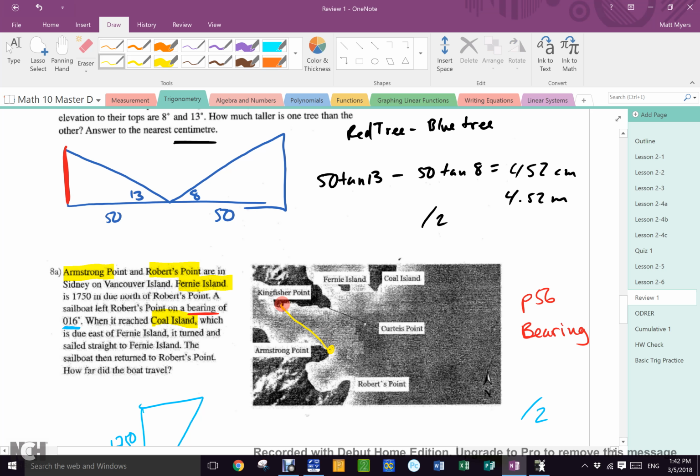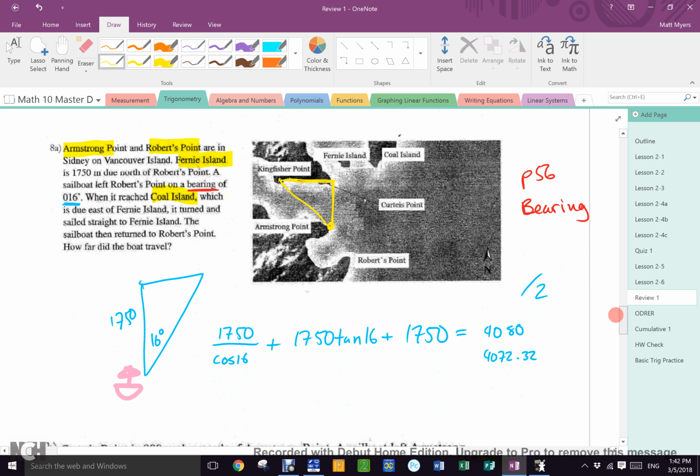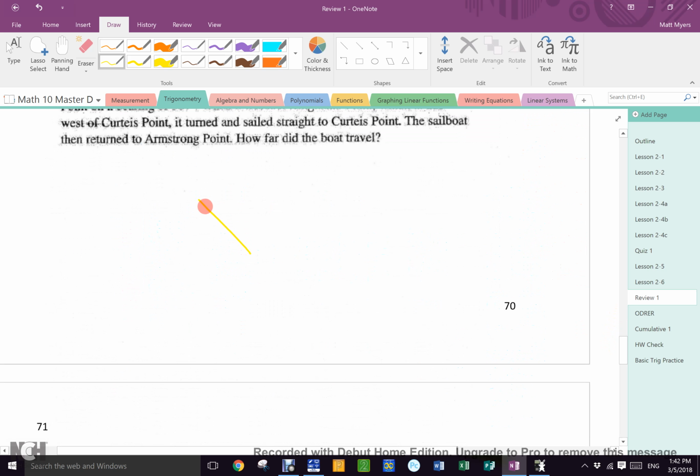I head over to Kingfisher, then I head over to Curtis, and then I head home. So that's the triangle with which I am dealing, yes? This is 800 according to the question, and it says I leave at a bearing of 307. What is wrong with that number?